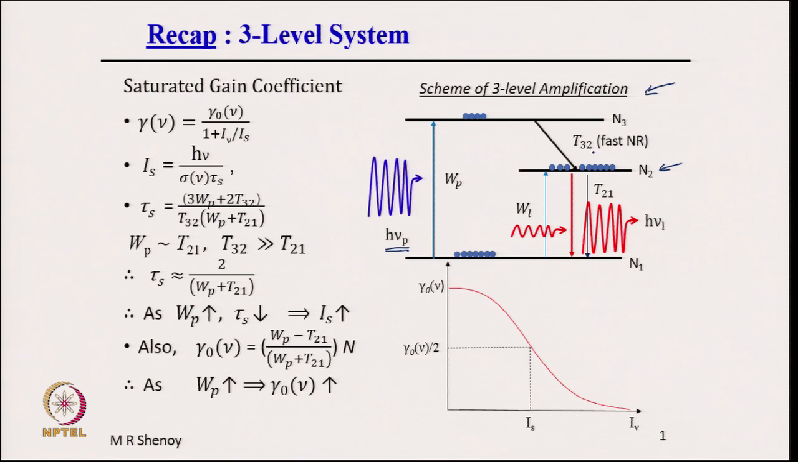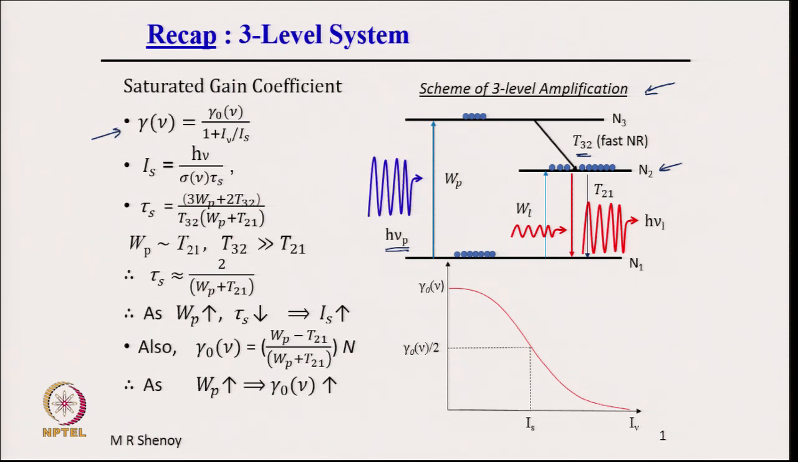Because the transition T32 is a fast, usually non-radiative transition, the number of atoms at level 3, or N3, is usually very small, because as soon as the atoms reach there, they go to level 2 by a fast non-radiative transition. So, the scheme illustrates this, and we had also obtained an expression for the gain coefficient. The expression for the saturated gain coefficient is here.